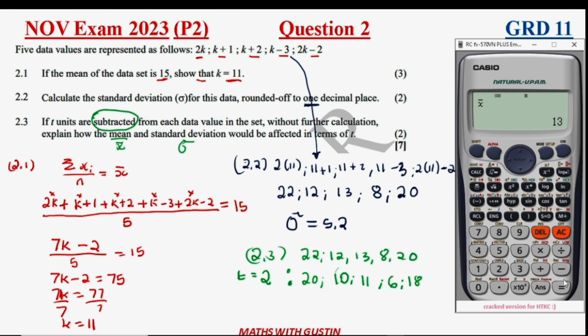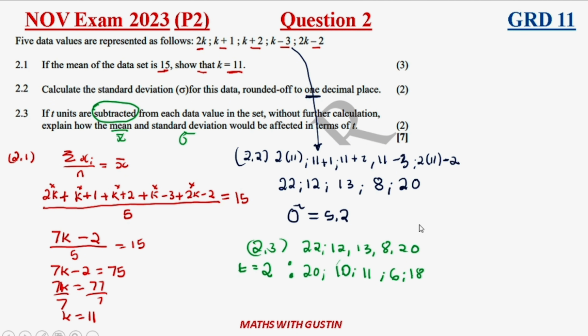The mean is 13. Previously the mean was 15, so the mean changes. The mean dropped by 2. When T is equal to 2, the mean also changed by 2. All right, let's go ahead and check the standard deviation, which is number 3. Let's check. The standard deviation remained the same, it's still 5.2.